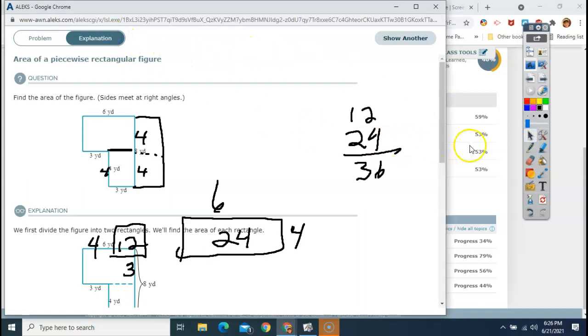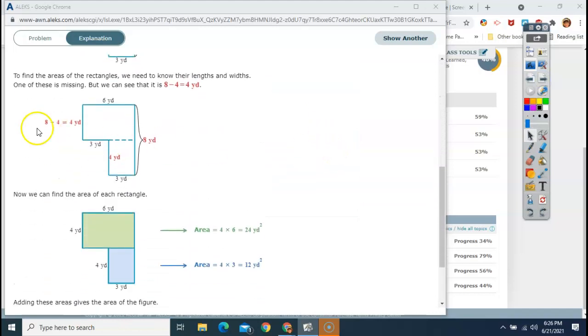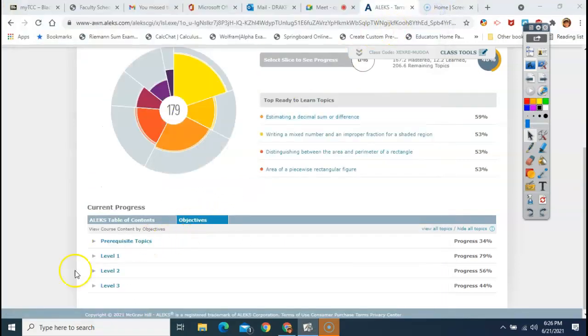Let's see their explanation. Eight. Take away that 4. So you have a 6, 4, and a 4, 3, which is what I did. And you have 36 square yards. All right, so I'm going to cut this off for now.